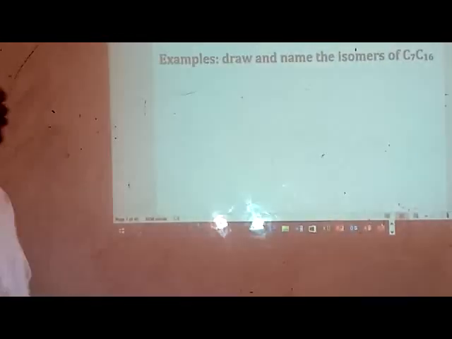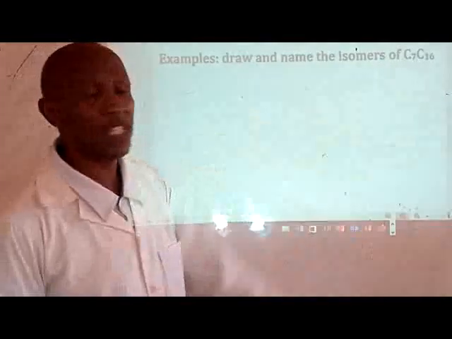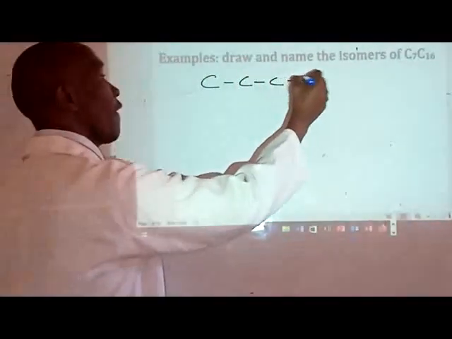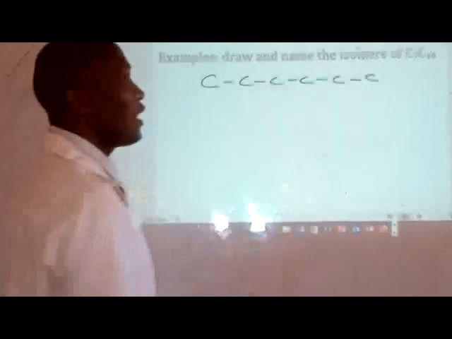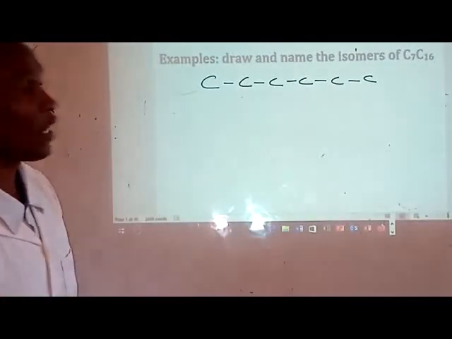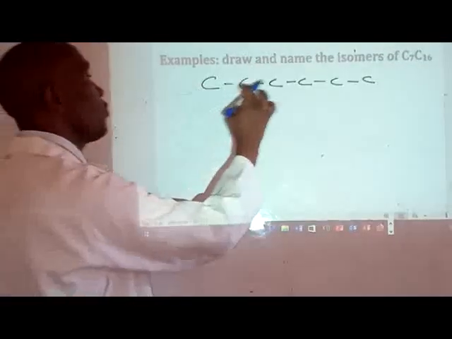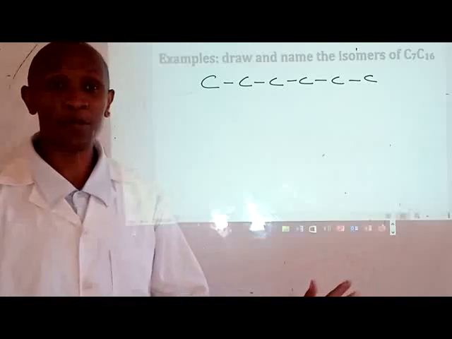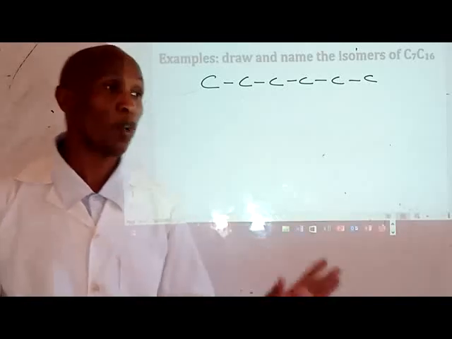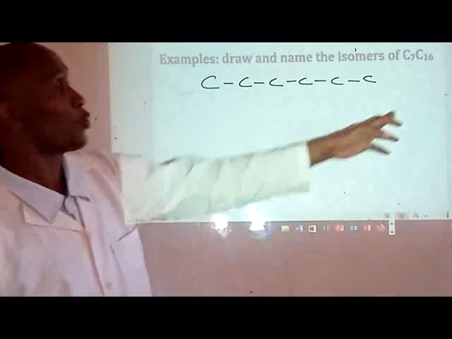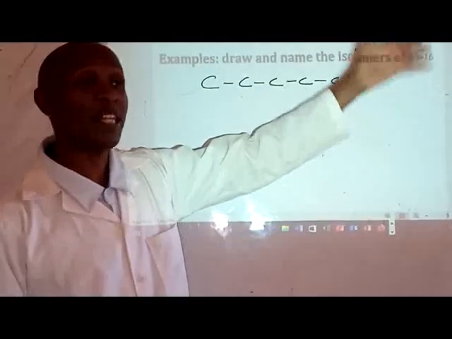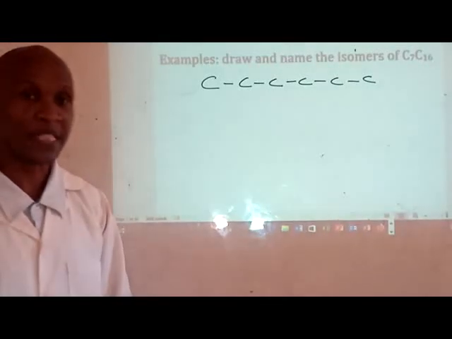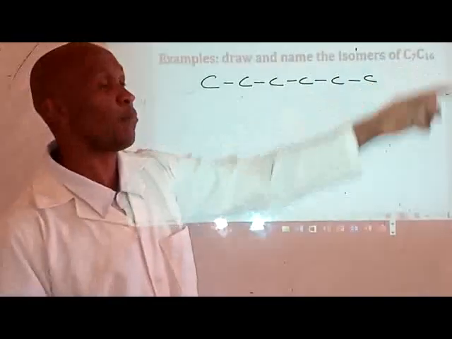I want to draw and name the isomers of C7H16. I will skip the straight one. I will start with the isomers with 6 carbon atoms. 1, 2, 3, 4, 5, 6. Because if they are isomers, the number of carbon atoms must be maintained. All the compounds I'm going to draw must have 7 carbon atoms. That is the only way the molecular formula will be maintained.